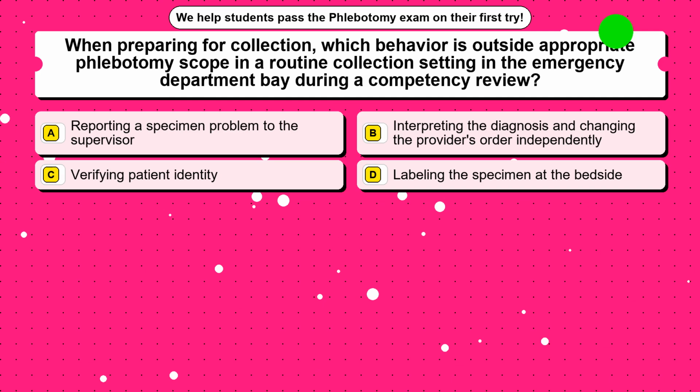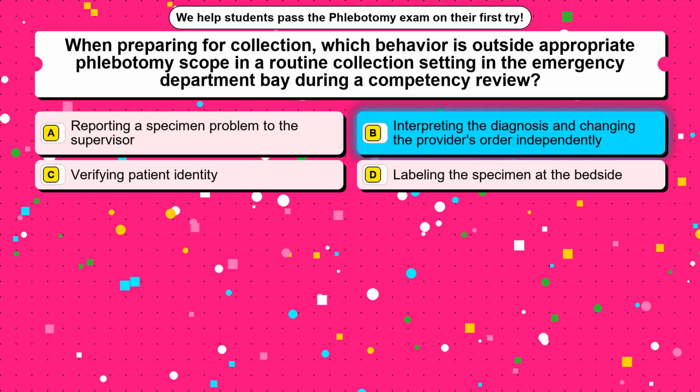Question 88. When preparing for collection, which behavior is outside appropriate phlebotomy scope in a routine collection setting in the emergency department bay during a competency review? Option A. Reporting a specimen problem to the supervisor. Option B. Interpreting the diagnosis and changing the provider's order independently. Option C. Verifying patient identity. Option D. Labeling the specimen at the bedside.